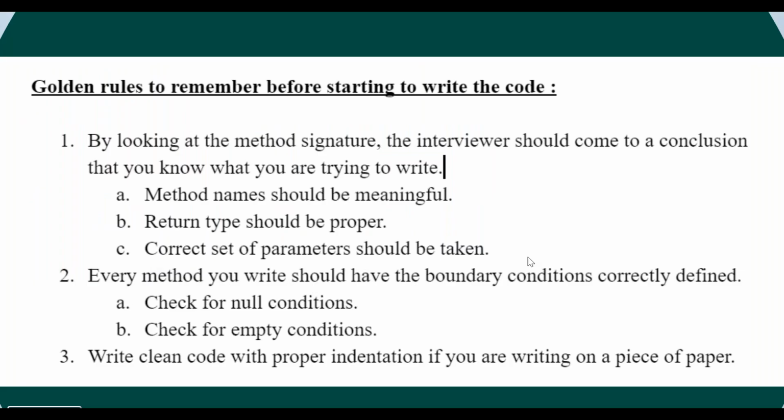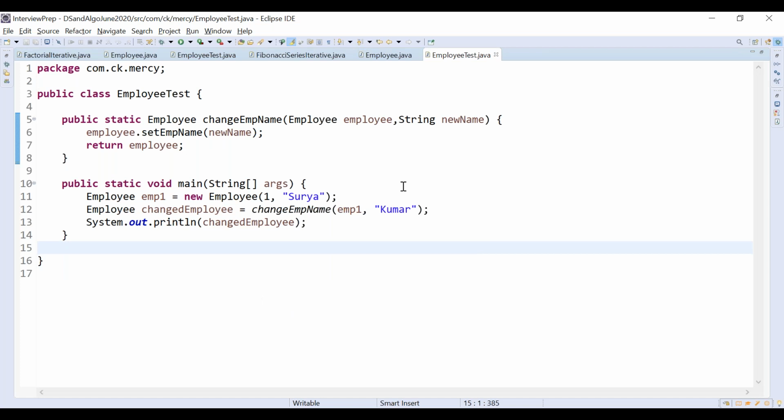Every method you write should have the boundary conditions clearly defined. Check for null conditions and check for empty conditions. For example, let's say we have written the code and it's working fine, we tested it, but it's not proper, it's not good. If you write this, the interviewer will not like it. I'm repeating that. The reason is you're not handling any boundary conditions.